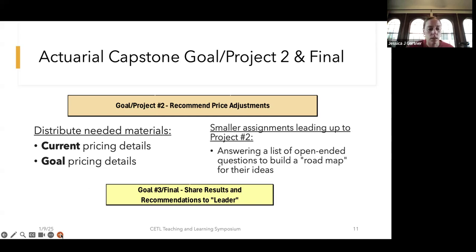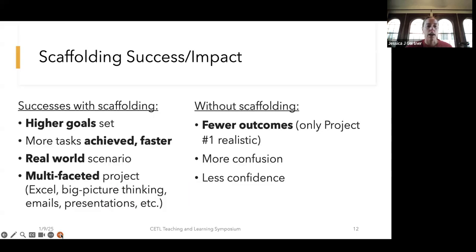If you go to the next slide, Suzanne, I list out some successes I've had with this particular scaffolded project. This is a new project that we implemented in the capstone course a couple of semesters ago. And every single semester, I add more check-in points and more scaffolding pieces to the project based on how the last semester performed. And I can tell you every time I add more, I'm able to set higher expectations. I set higher goals for students to achieve. They achieve way more tasks and much faster.